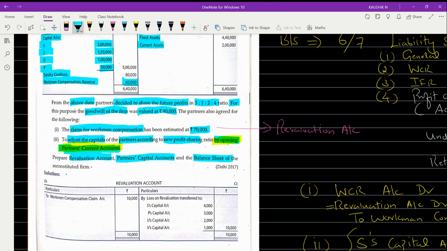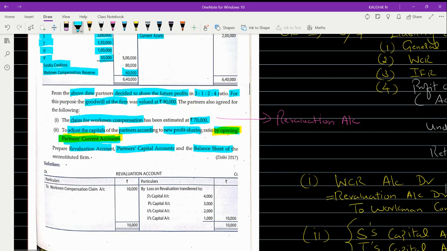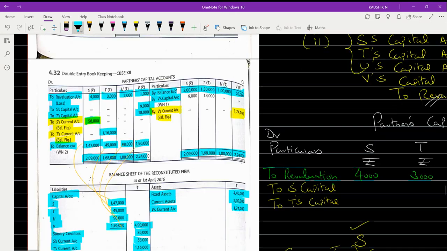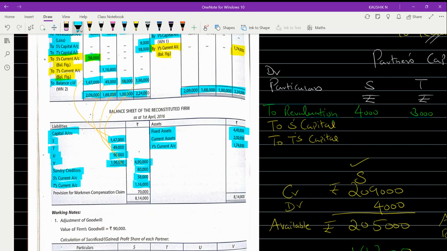So what is the actual liability? If you see here the 60, the claim comes to 70. So you have to show provision for workmen compensation claim. The claim amount you have to bring in because the claim is a liability. So the amount of claim was 70,000, that you are showing here. Once it is done, both the sides will show the total of rupees 8 lakh 14,000 as your balance sheet total.